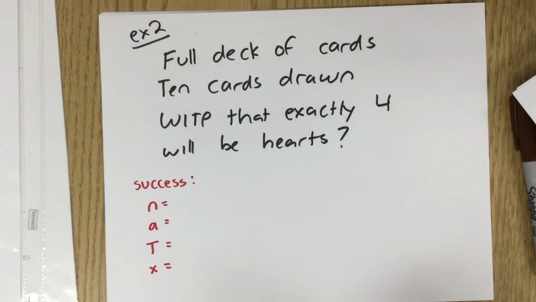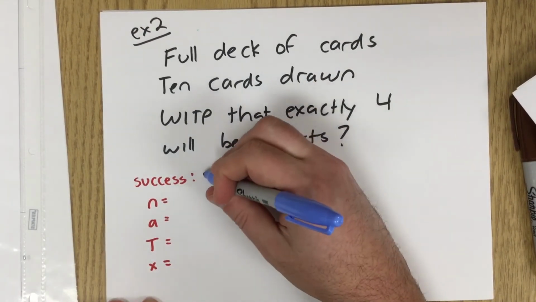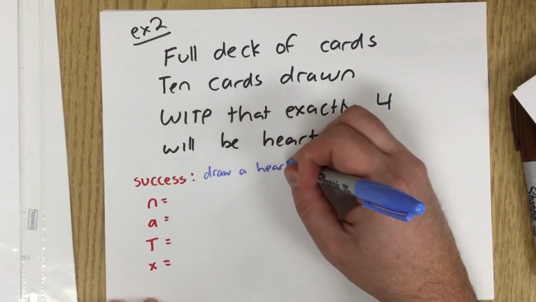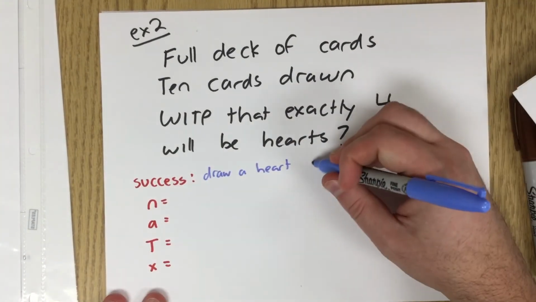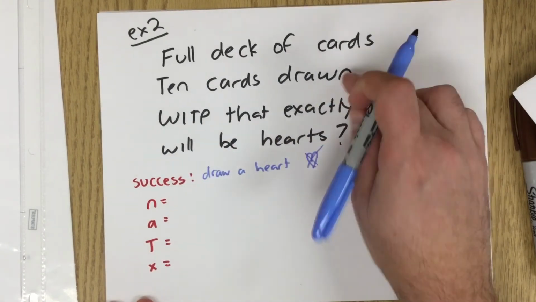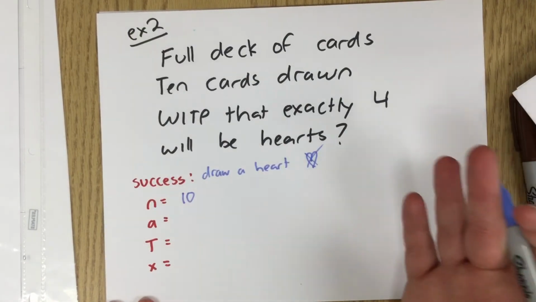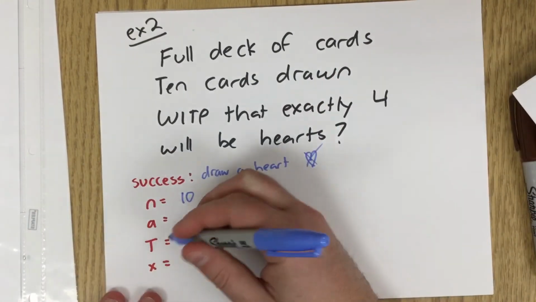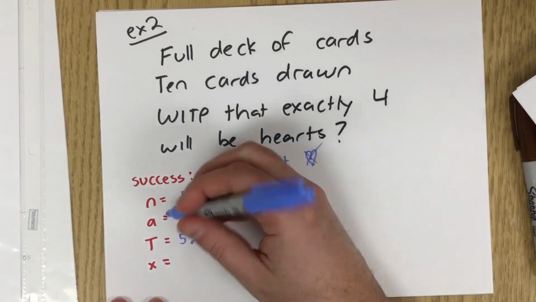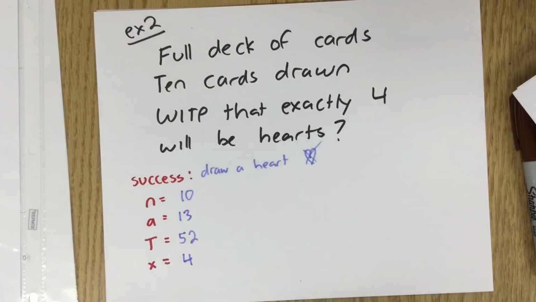So what we're going to call success, we want exactly 4 to be hearts, so we're going to say that, and remember success is for 1 trial, so it's going to be that we pull a heart out of the deck, not draw a heart. N is the number of trials, we're pulling 10 cards out, so that's going to be 10. A is the number of things that are successes in the pool, so the pool is 52 things. Well, actually, we should jump over to there. There's 52 things in the deck. Of those, how many of them are hearts? 13 of them are hearts. And we're looking for 4 successes.